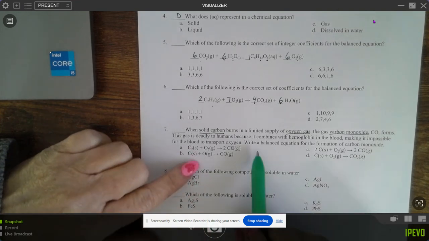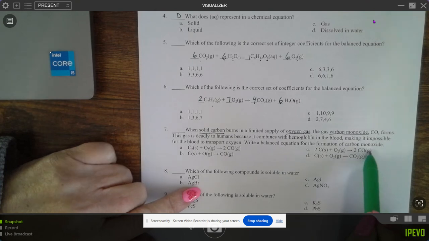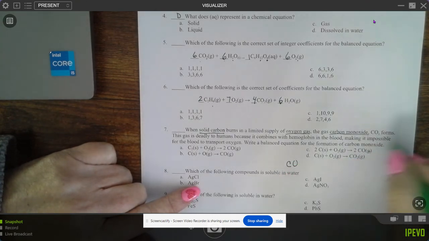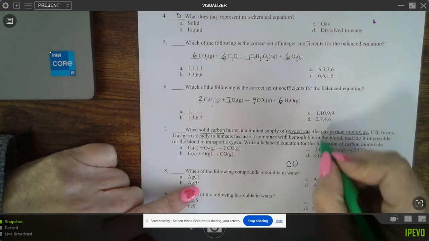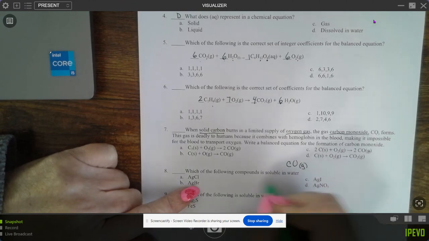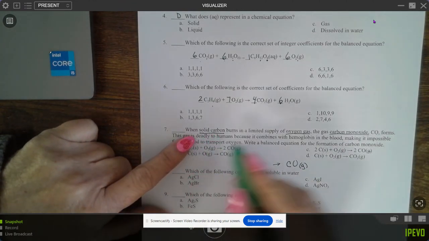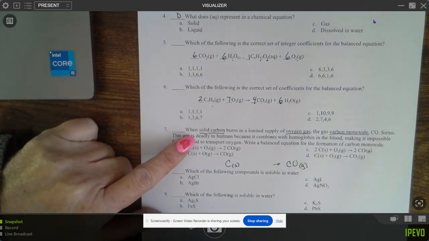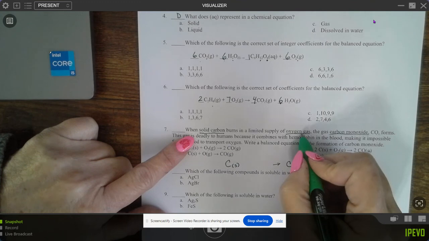What it does say is write a balanced equation for the formation of carbon monoxide. So we know that our product is going to be carbon monoxide. And it tells us that it's a gas. So that's our product. It tells us also that we have solid carbon. Carbon is not one of the Haber-Finkel 7, the 7 diatomic elements. And it burns in oxygen gas.